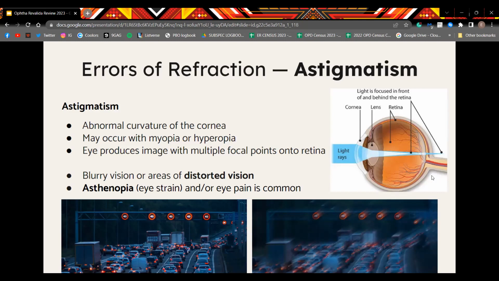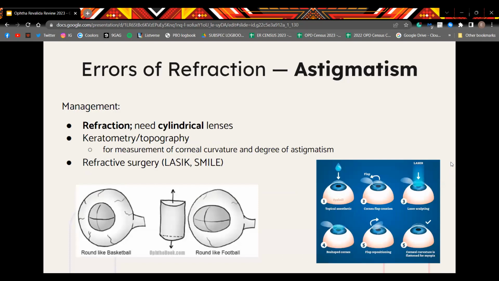Parang may buntot daw. So, yun yung picture on the bottom right, kita mo parang what people with astigmatism would see. Parang may trail yung mga ilaw, yung mga signs, ganun. So another common complaint would be asthenopia din. So eye straining, common with astigmatism. Again, management is glasses, this time with cylindrical lenses naman. So aside from that, you could also recommend kung gusto nila LASIK, refractive surgery.